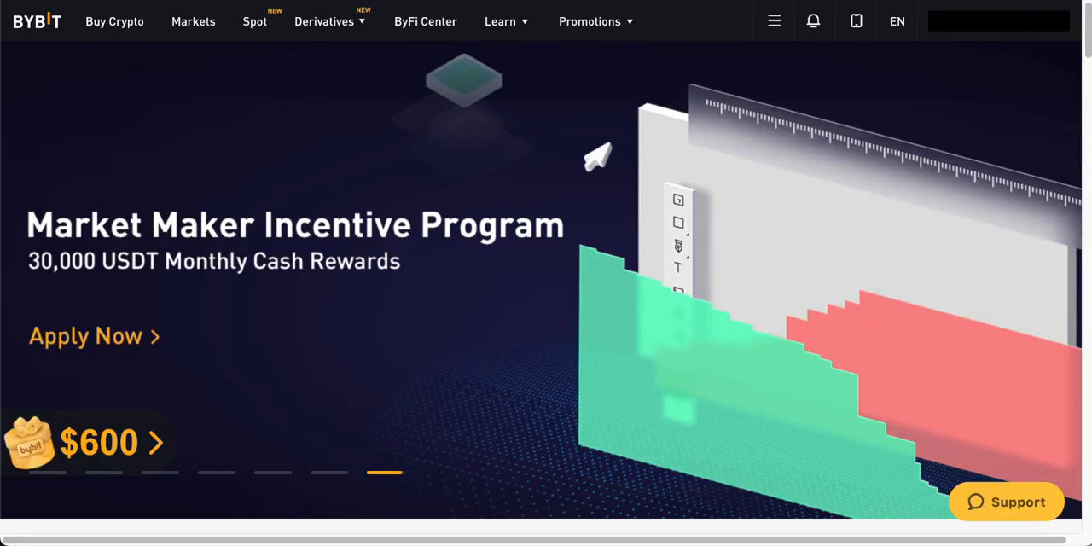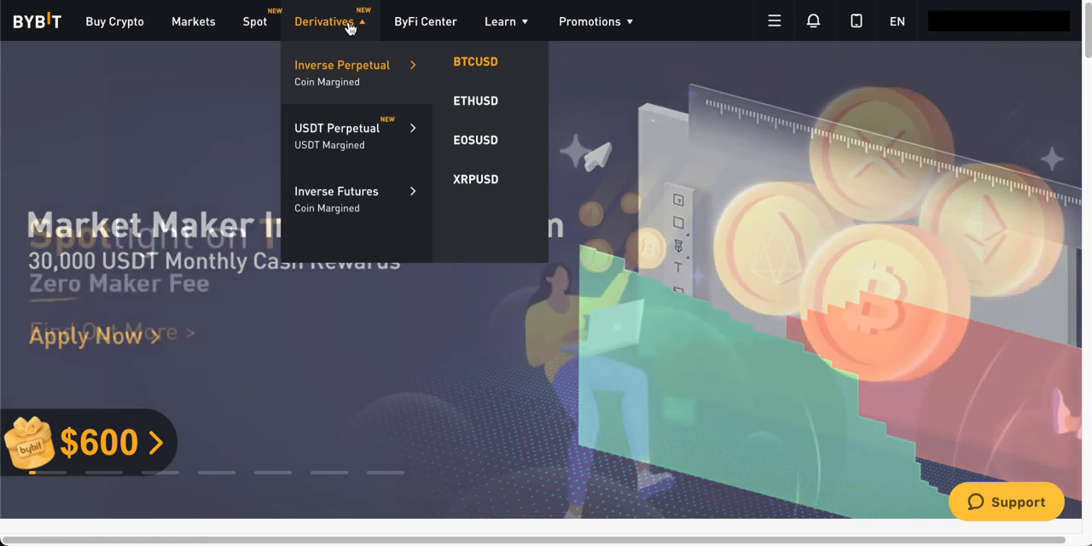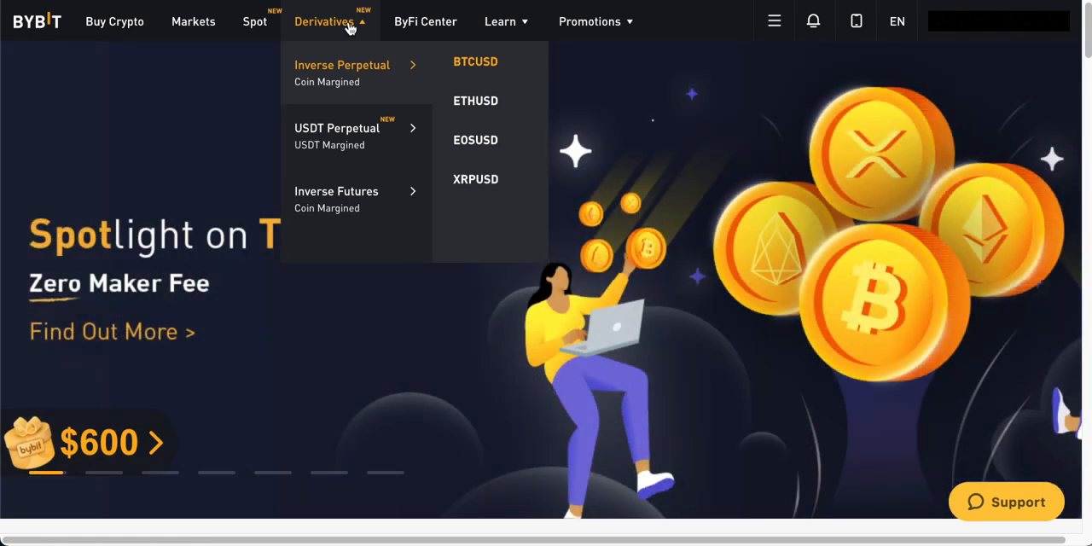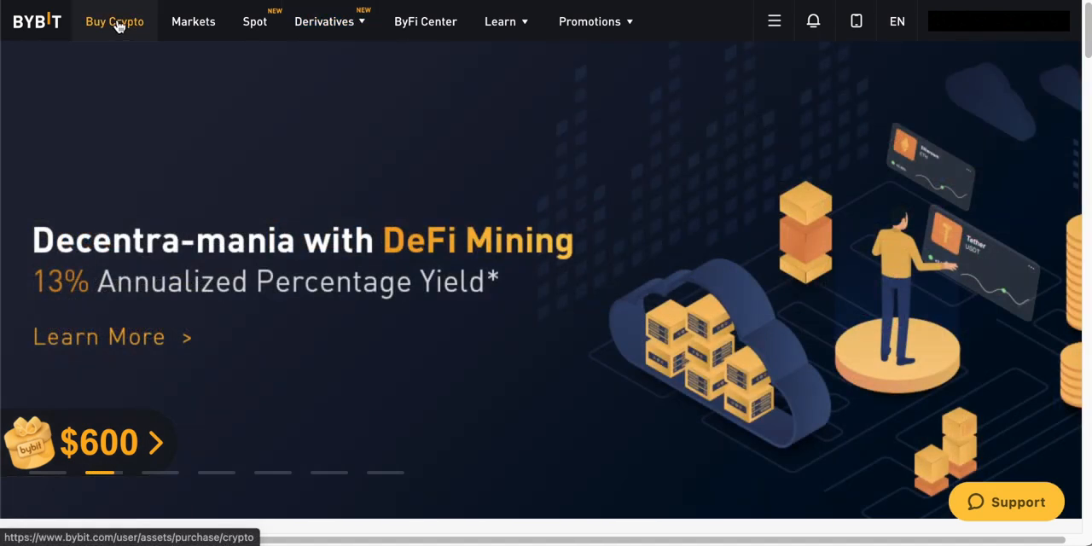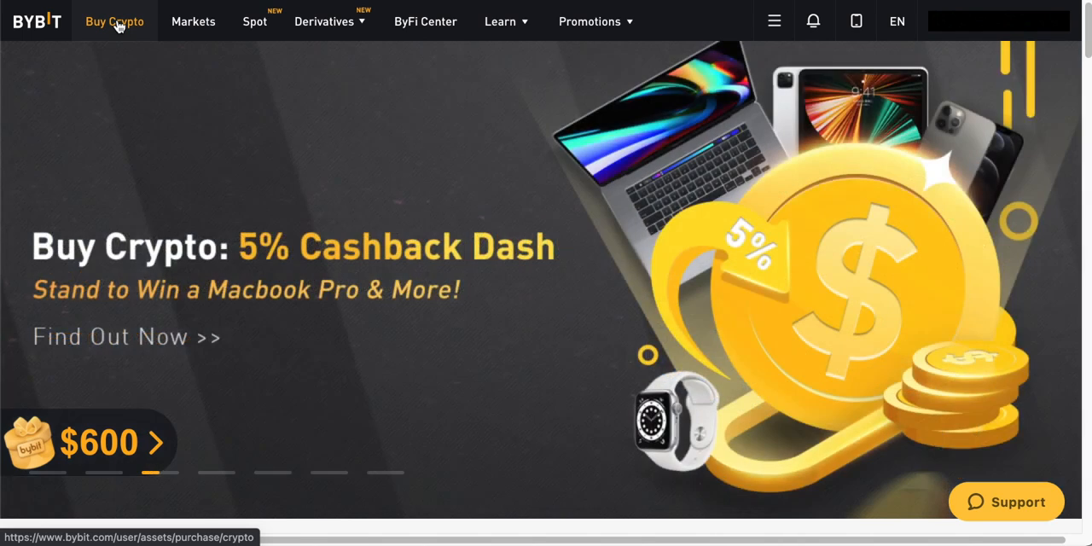Let's come to the Bybit homepage then, and on Bybit you can trade in the spot market, so you can essentially trade actual cryptocurrencies and you can trade derivatives as well. They do have different pros and cons. We're going to go through both of these. And you can also buy crypto with fiat currency using some third-party providers. So we'll go through that as well.